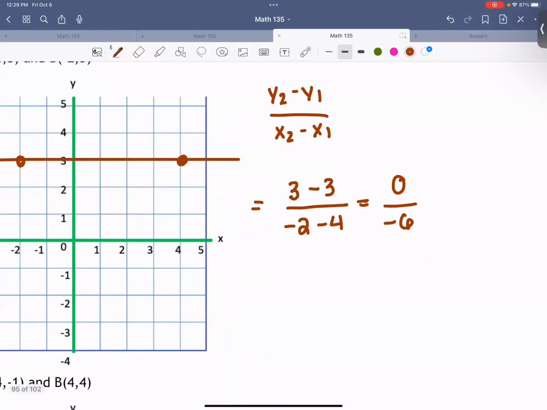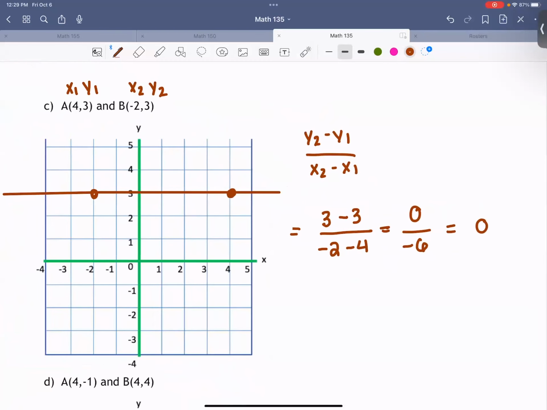Yeah, it's got to be 0, right? Now, I kind of get confused if it's 0 or if it doesn't exist. If you ever get confused as to what this is, you're allowed to bring your calculator to the exam, right? So if you ever get confused, just plug it in your calculator. If it gives you 0, then the answer is 0.